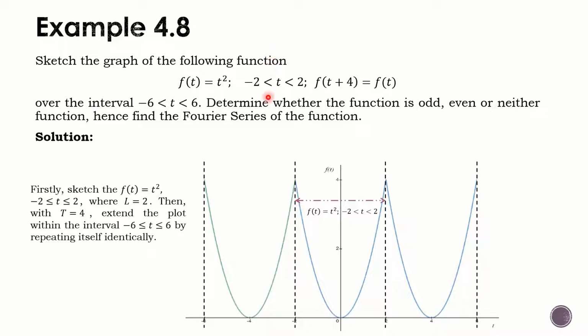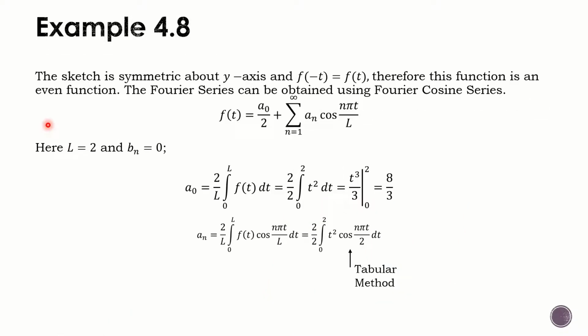Then based on the plot, we can say that the function is an even function since it's symmetrical about the y-axis, and f(minus t) is equal to f(t). Therefore the function is an even function. We're going to find the Fourier series using the Fourier cosine series.